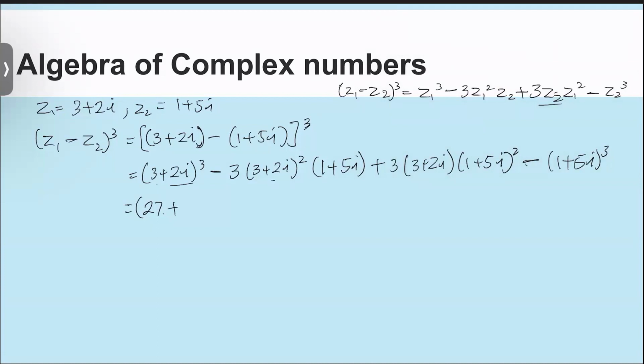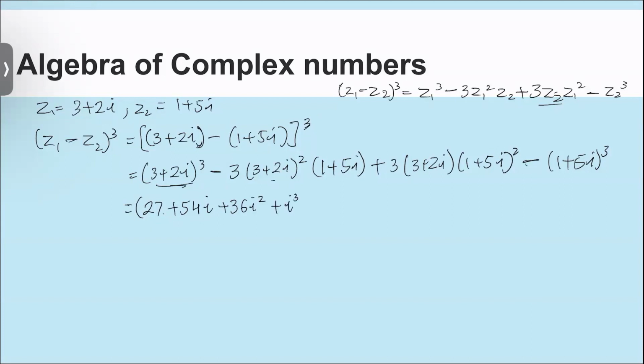continue with this. Okay, so let's expand 3 plus 2i. So again, if you remember, the second term will be 3a squared b. Okay, so 3 into a squared, that is 9. 3 into 9, 27, 27 into 2, so this will be 54i. Okay, and then you have plus 36i squared. Okay, since now you have 3ab squared. So 3 into 3, 9, 9 into 4, so 36, and i squared. And then you have plus 8i cubed.